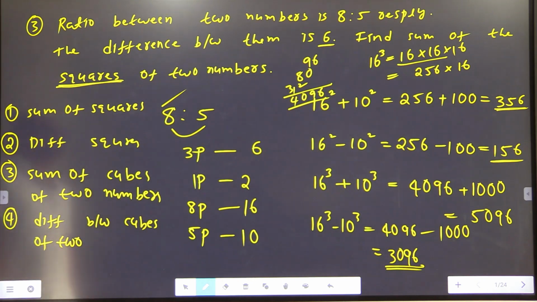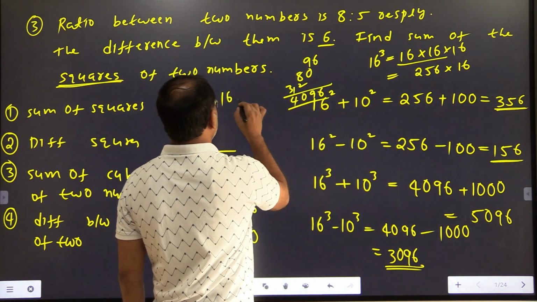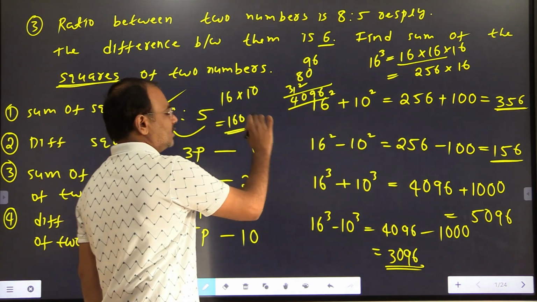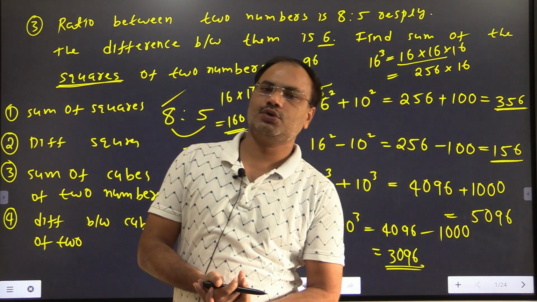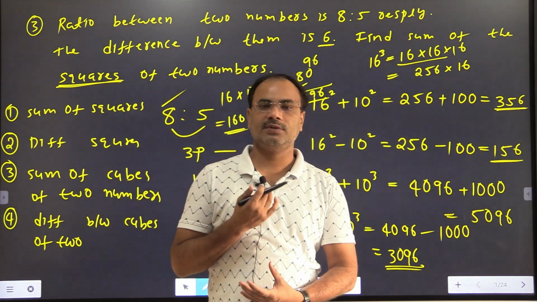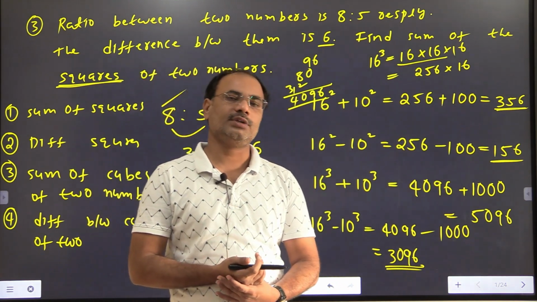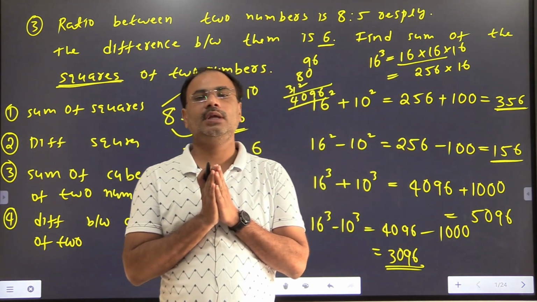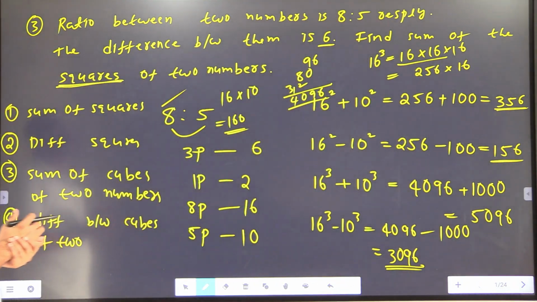They may also ask just the product. Find the product of two numbers, that is 16 into 10. The first number is 16, the second number is 10. 16 into 10, 160 is the answer. So we can find the sum of two numbers directly, but when they ask the product, the sum of the squares, the difference between the squares, the sum of the cubes, or the difference between the cubes of two numbers, we first find the numbers individually, then we can find the required value easily. So we cannot do it directly; this is the procedure.